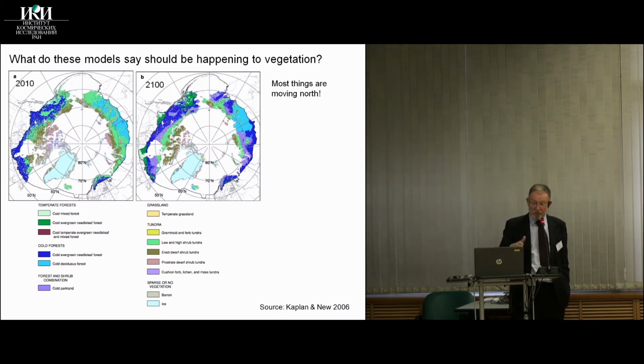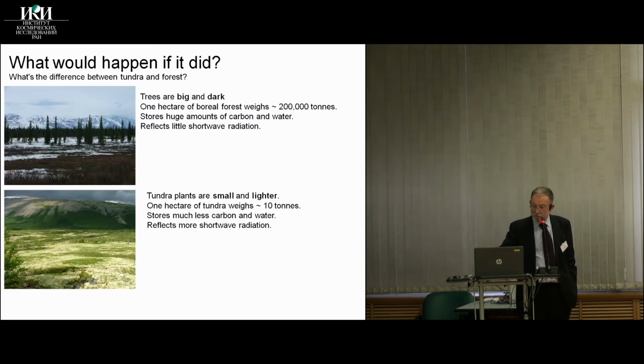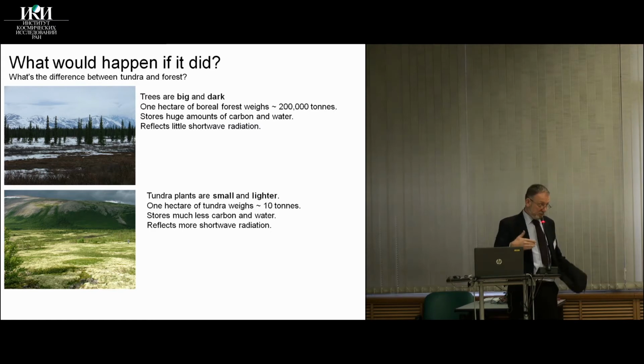So if we compare between essentially now, 2010, it was 9 years ago, I suppose, and the end of the century, we expect to see a northern shift of vegetation distribution. What would this mean? Why would this be important? What would be the implications of a change from tundra to forest?